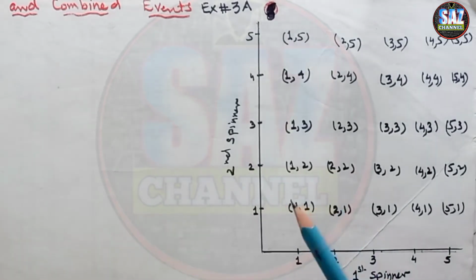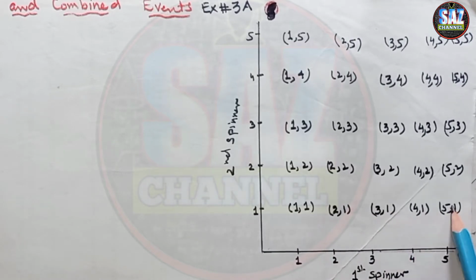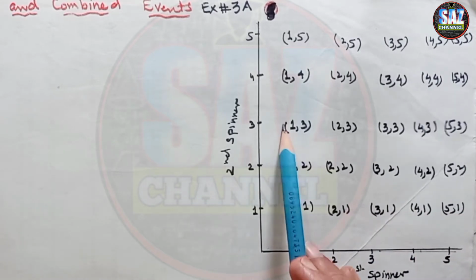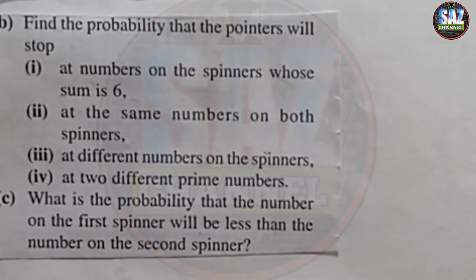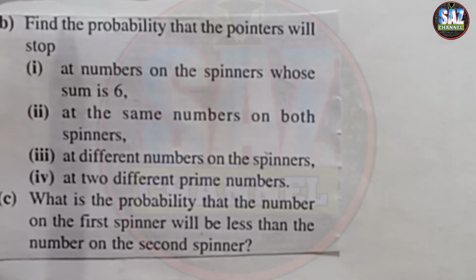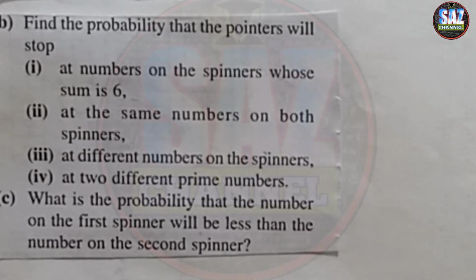Now let me count how many total outcomes there are. 1, 2, 3, 4 and 5 rows with 1, 2, 3, 4 and 5 columns. So total possible outcomes will be 25. After construction of the possibility diagram, the question says find the probability that the pointers will stop at numbers whose sum is 6. In the first part, the question is asking for the sum.